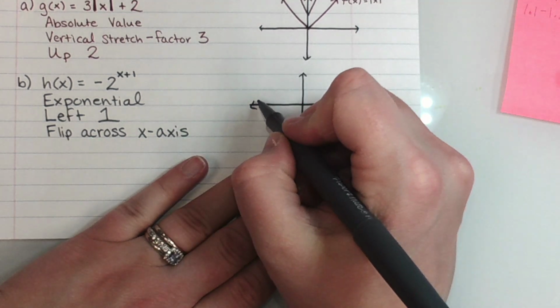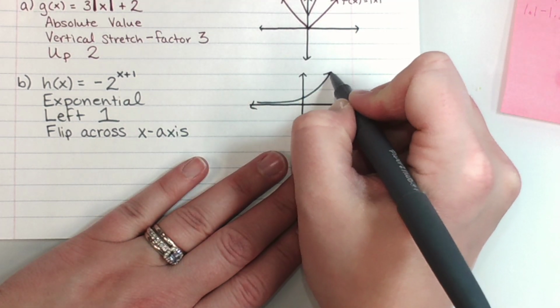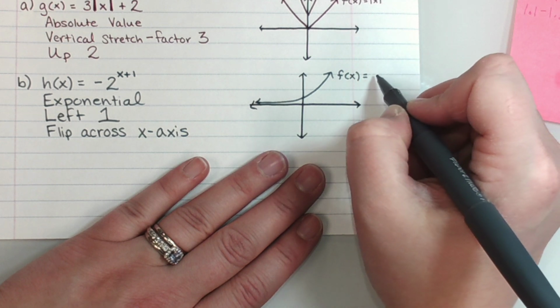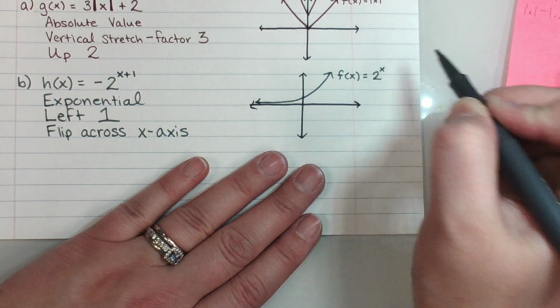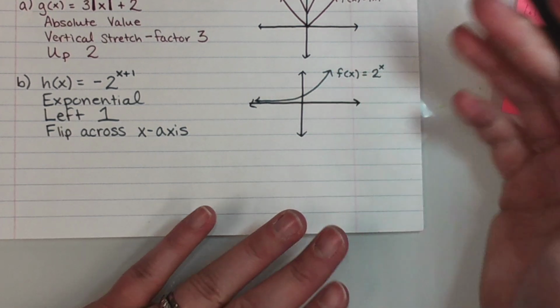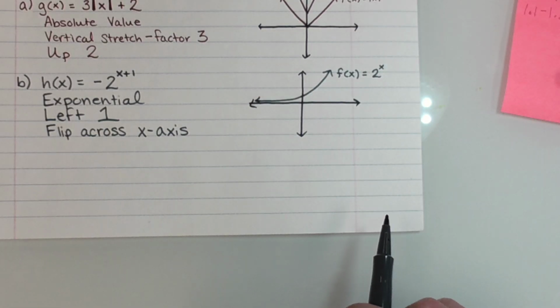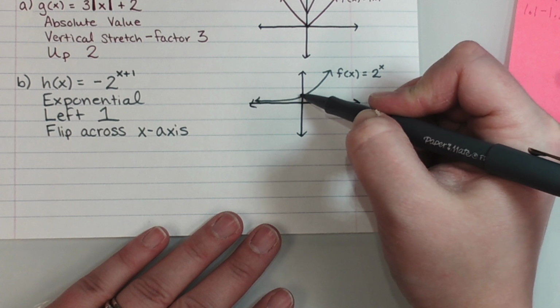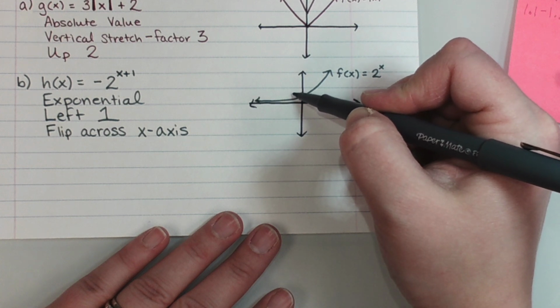Parent exponential function looks something like this. Parent itself is f of x is equal to 2 to the x. I need to take this graph, I need to move it left 1. To figure out how to move left 1, I recommend you just find one point that's easy to work with on the graph, and then just move to the leftish. Call that 1. And then do the other transformations with it.